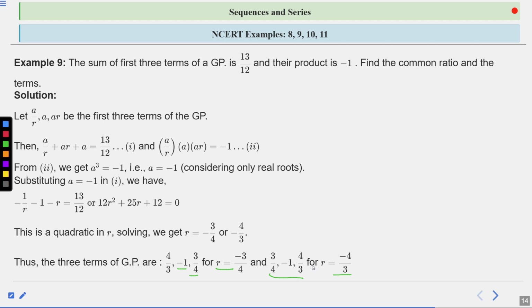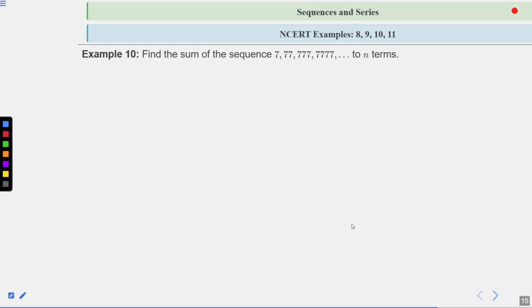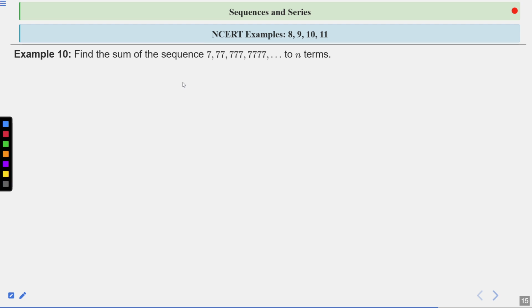Simple. I hope these steps are all clear to you. Moving to next. This example, quite interesting example.